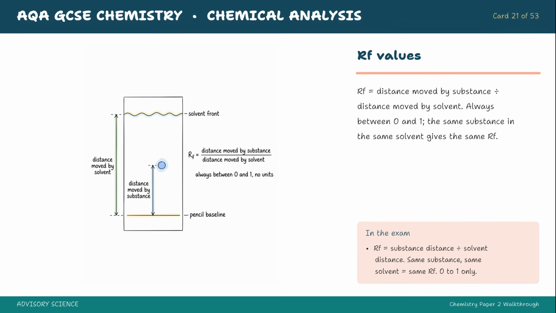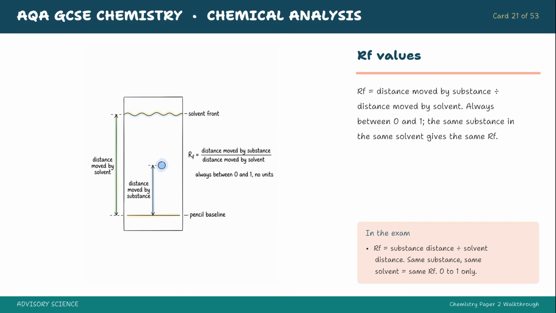RF values and required practical. Chromatography. Each substance can be identified by its RF value. The RF value is calculated using the formula RF equals the distance moved by the substance divided by the distance moved by the solvent. Because it's one distance divided by another, an RF value is always a number between 0 and 1, and it has no units.